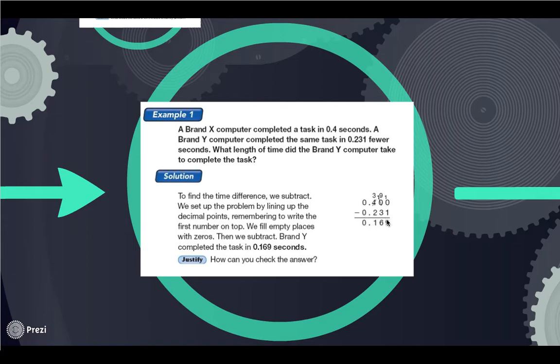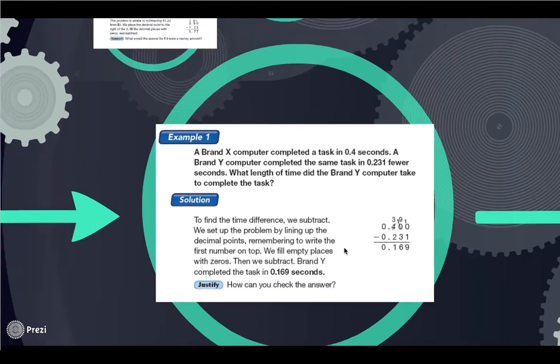So we have 10 minus 1 equals 9 after regrouping. And then 9 minus 3 equals 6. 3 minus 2 equals 1. Make sure you bring your decimal down, and then add in your 0, and that's your answer. 0.169, or 169 thousandths, is your answer. It then asks, how can you check this answer to make sure that you're correct? You can take the difference that you got and add it to 0.231, and then you should get 0.4.